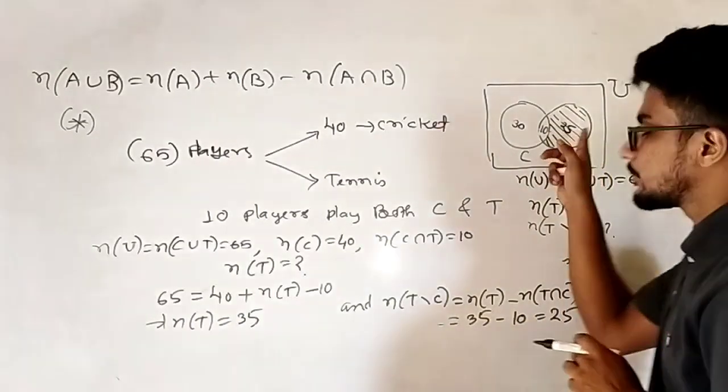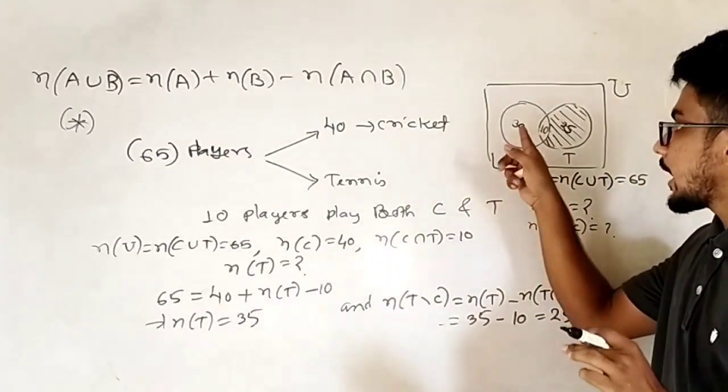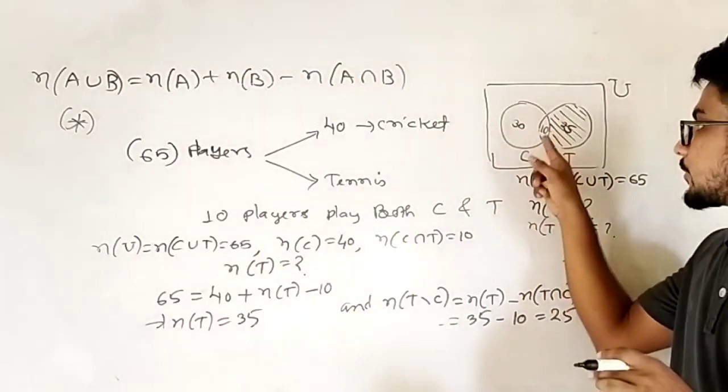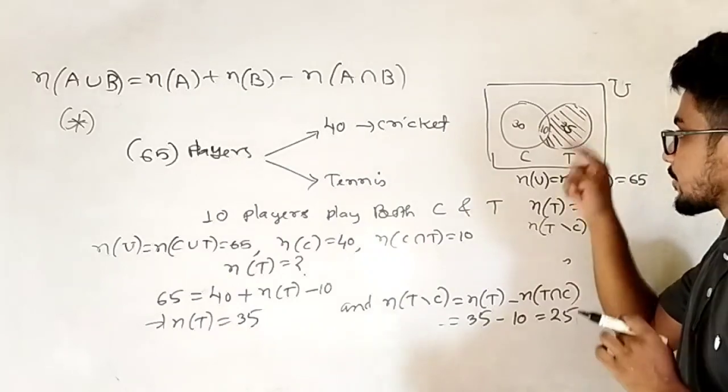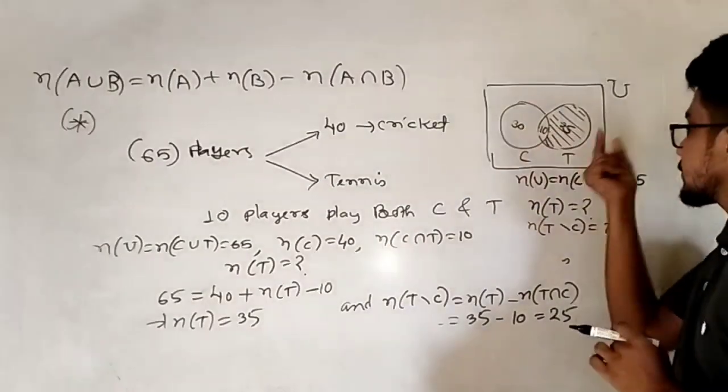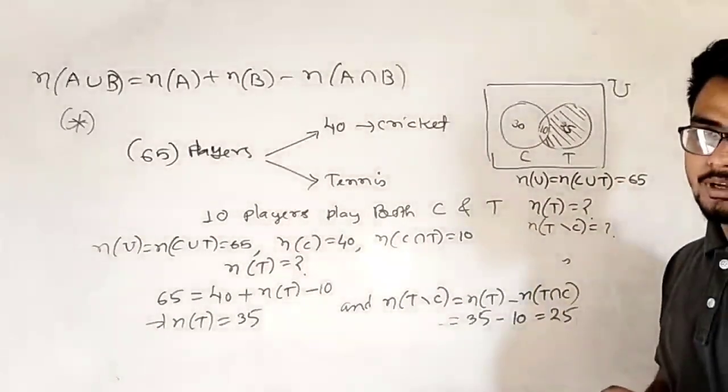25 will play only tennis, 30 will play only cricket, 10 will play both, and ultimately the total number of students will be 65. Clear?